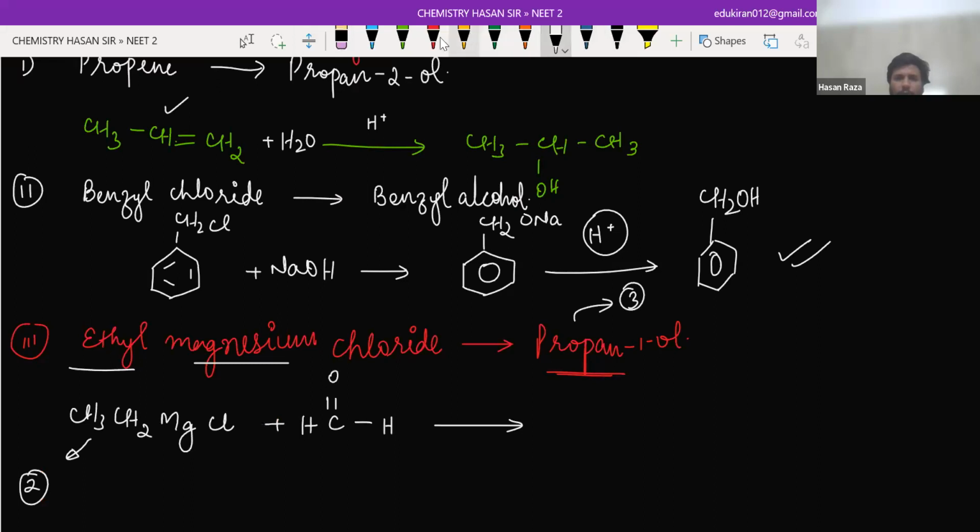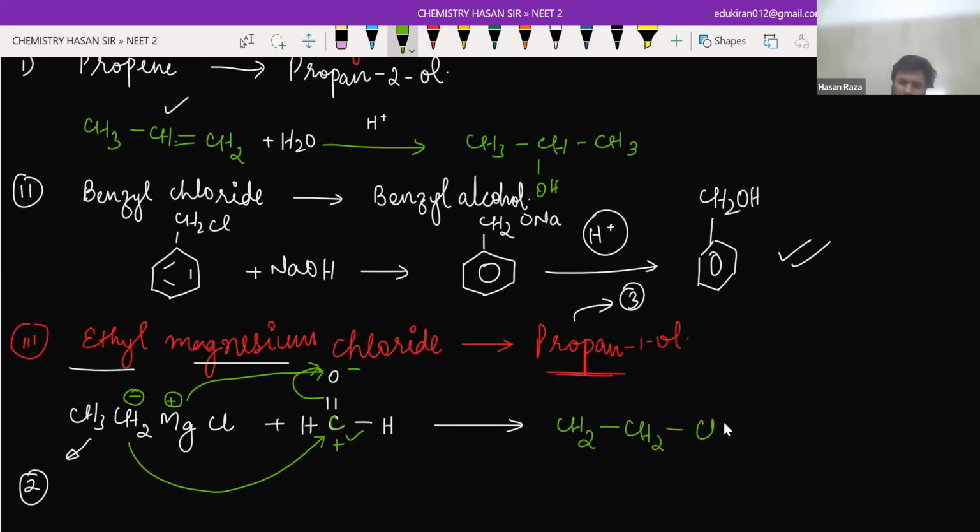If you react this, see what will happen here. It's very simple. Oxygen will take electrons from here. It will be negative, and this will be positive. So this negative will directly attack this, and this positive will go. This carbon already has 2 hydrogens, and it will be attacked by this CH2, and CH3 is there. After this, O negative will be with Mg plus and Cl.